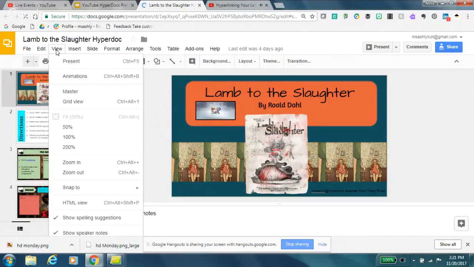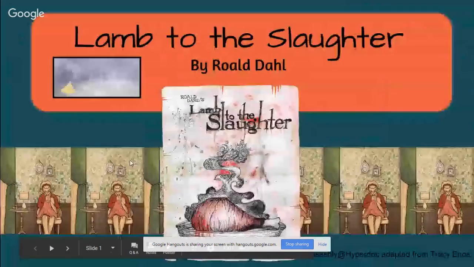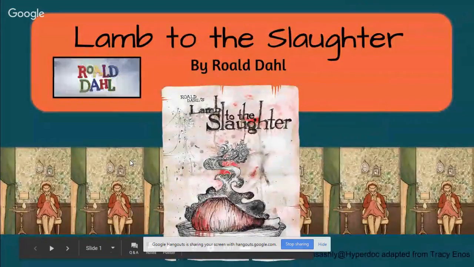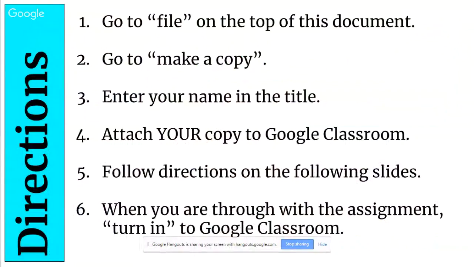I'm going to put it in present mode so you can see it a little better. Usually the students won't do it in present mode because they need to be interacting with the document. This one was Lamb to the Slaughter by Roald Dahl. I had to tweak it because she teaches 8th grade and I teach adults, but it was a really fun lesson. You'll notice that I always put directions on each one. Usually the students catch on pretty quickly and get used to doing these on their own.